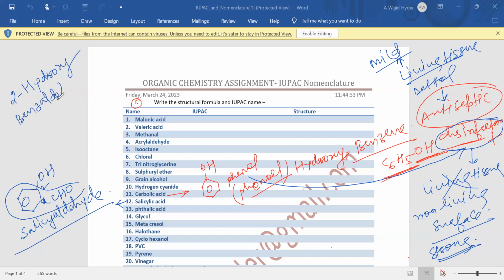Two hydroxy benzaldehyde. When two groups are attached on two consecutive carbon atoms, then it will be ortho, ortho hydroxy benzaldehyde. See, one OH and one CHO are there on two different carbon atoms. So its formula will be C6H4(OH)CHO. Why have you written the bracket? Because OH and CHO are not bonded directly. So that shows that they are not directly attached.